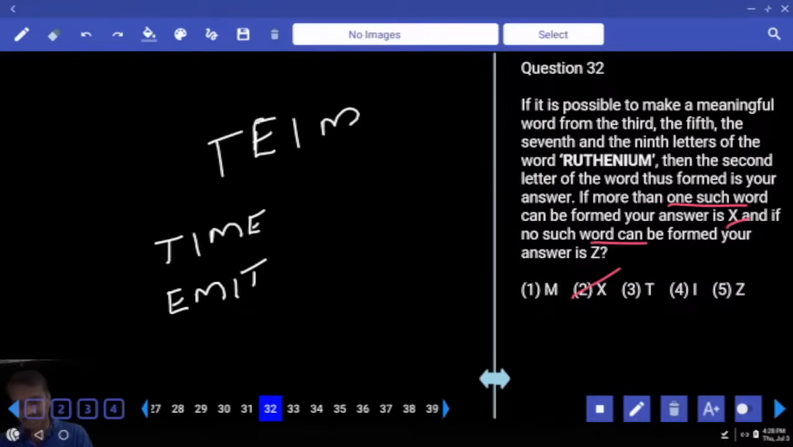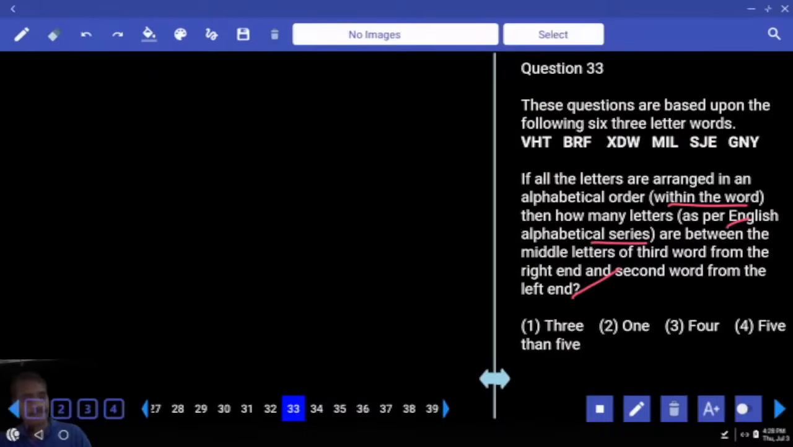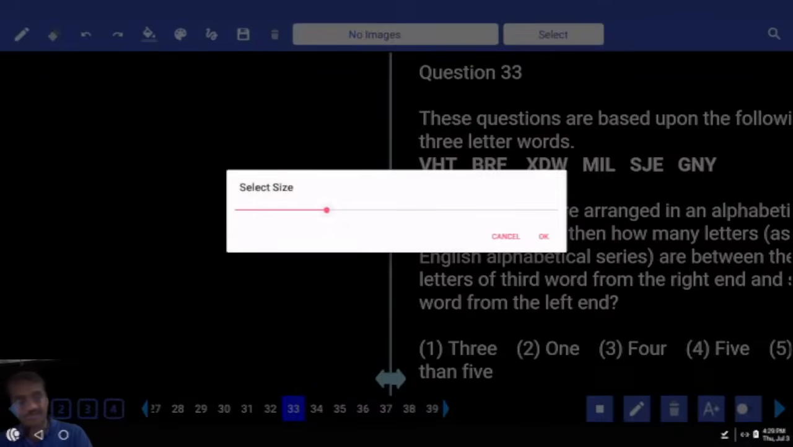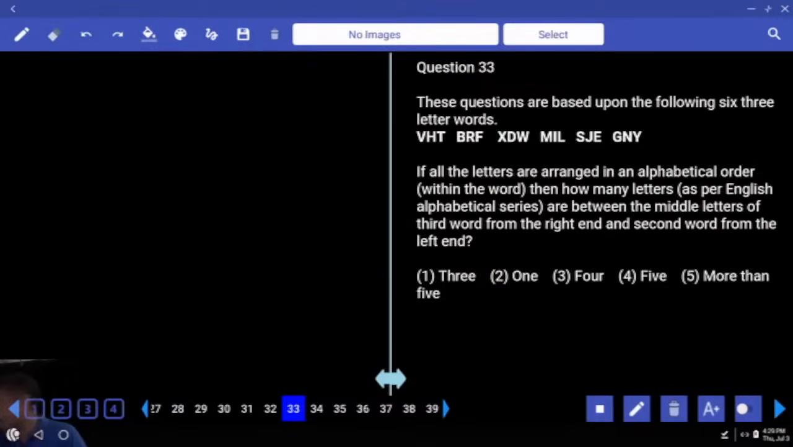32. Then 33 to 35. 33 to 35, first or the second priority? Definitely first priority. Now if all the letters are arranged in alphabetical order within the word, clear? And then how many letters are there between the middle letters of third word from the right? All the letters are arranged in alphabetical order within the word. Then how many letters are there between middle letters of third word from the right?